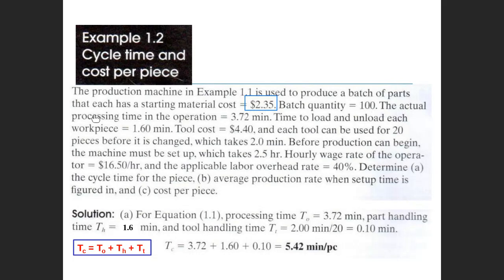The actual processing time in the operation is 3.72. Okay, actual processing time in operation is 3.2 minutes. Total load and unload of the workpiece is 1.6. This is the operation time TO. This is the operation time TO. Loading and unloading the workpiece, this is the TH, 1.6.